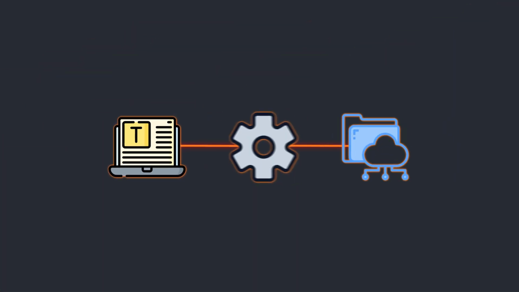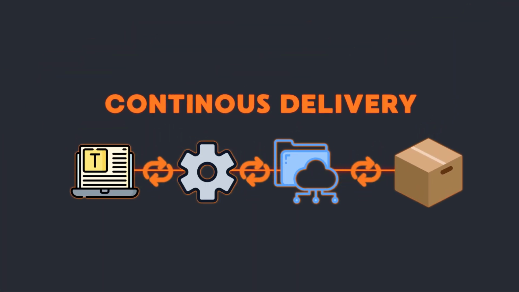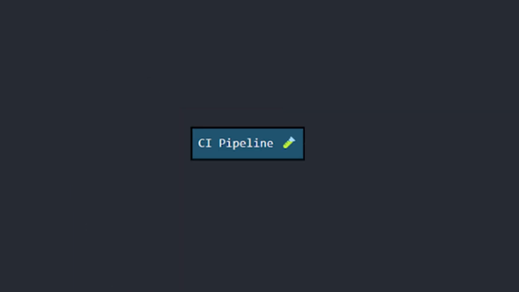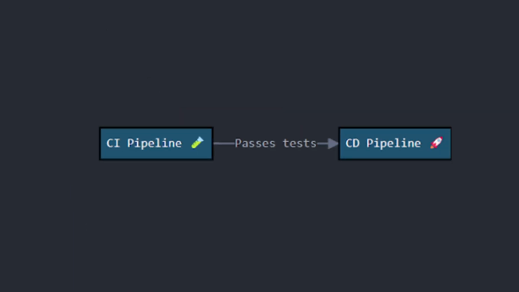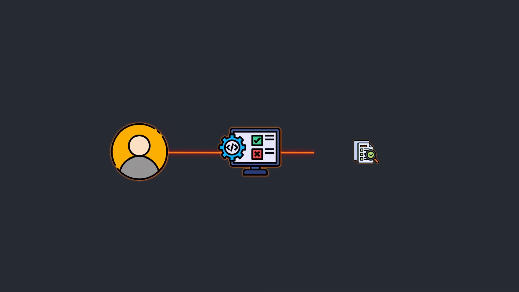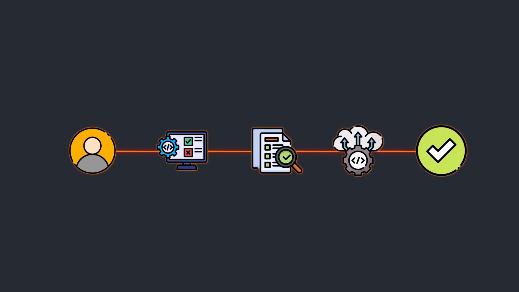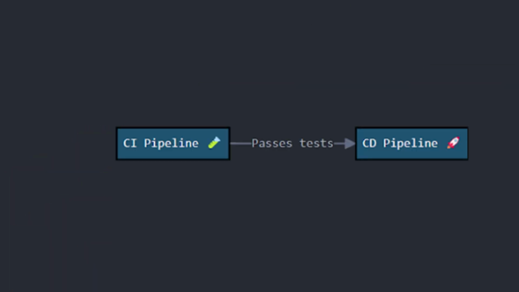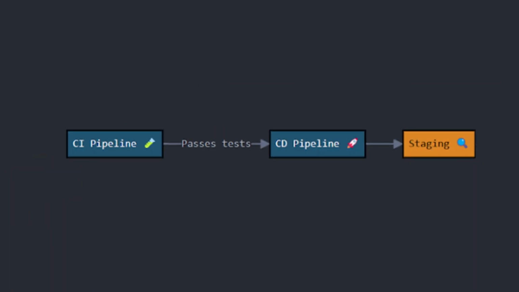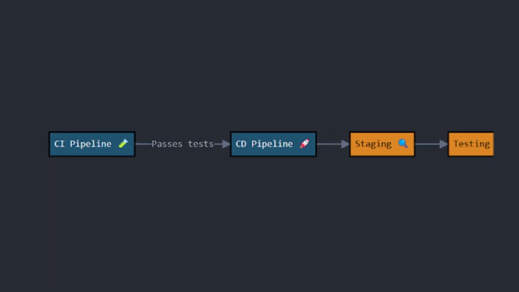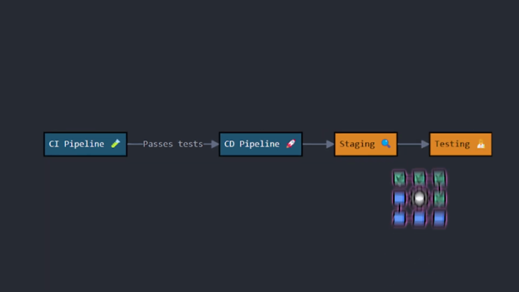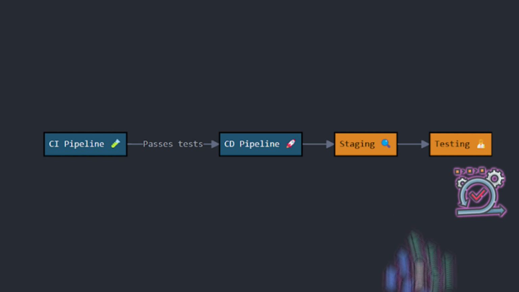Now, let's move on to the CD part, continuous delivery. This picks up where CI leaves off. Once your code passes all the CI tests, CD automatically prepares it for release, meaning that you only have to press a button to deploy it. In our web app example, once the profile picture feature passes all tests, the CD pipeline might automatically deploy it to a staging environment. Here it can undergo further testing like user acceptance tests or performance tests.